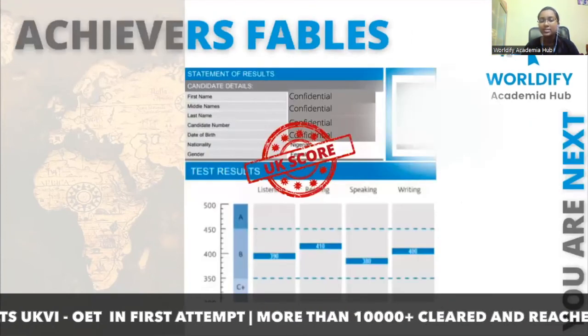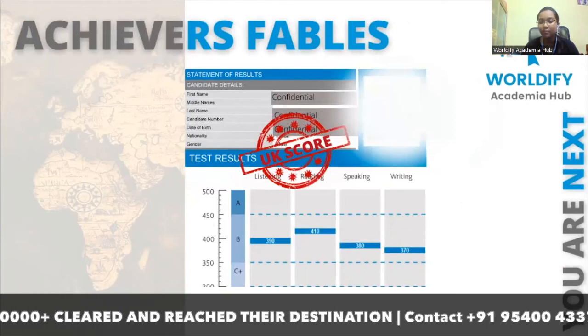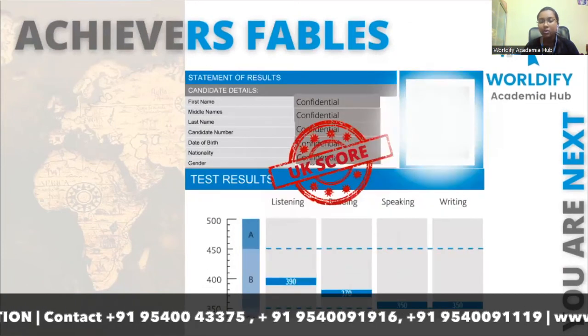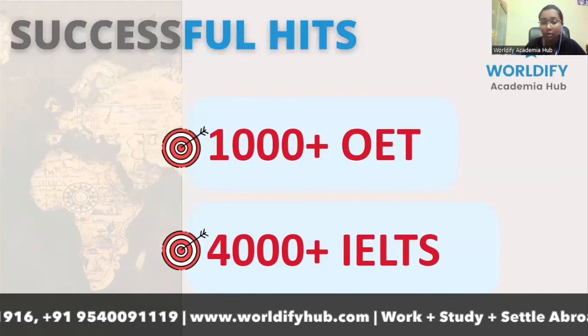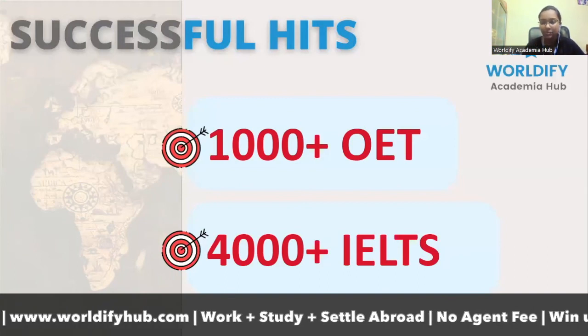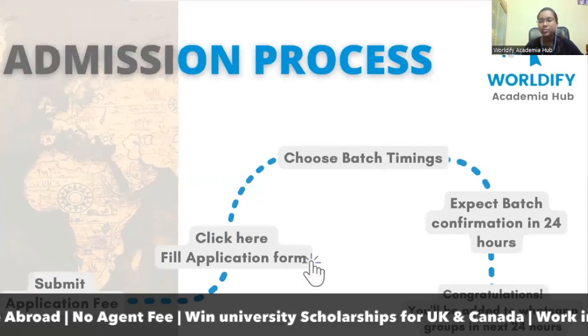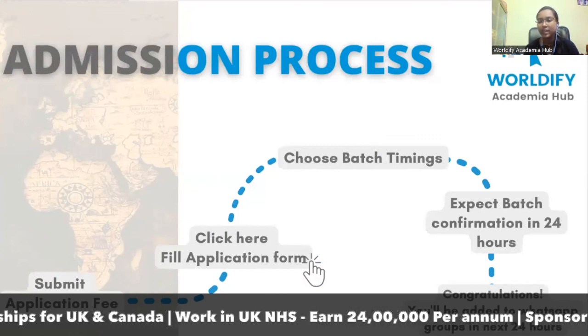Okay, so these are some of our scorers' scoreboards where they have got B in all the 4 modules. Okay, again, this person has got B in all the 4 modules. Okay, fine. So at Worldify, we have 1000 plus OET achievers and also 4000 plus IELTS achievers. We would like to have you as one among them as well, to add to the number. Fine. So our students are always achievers wherever they go.